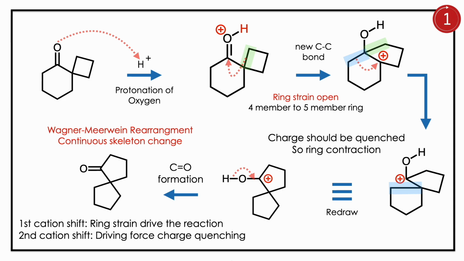Then if you redraw nicely, the cation has to quench. So the cyclohexane contracts, you have a 5-member ring with cation near the alcohol. If you redraw nicely, you have a spiro system with two 5-member rings, cation near the alcohol. The alcohol is quenched as the carbonyl, you have the final product. Here two shifts in the ring are there. One ring is expanded, one ring is contracted. The reason is to create stability and the charge quenching. So two shifts, two different possibilities.